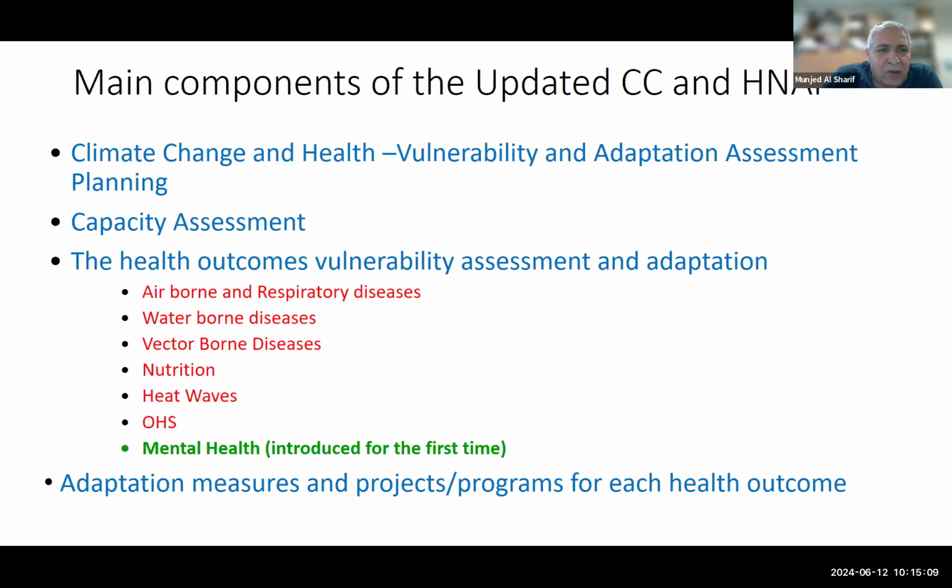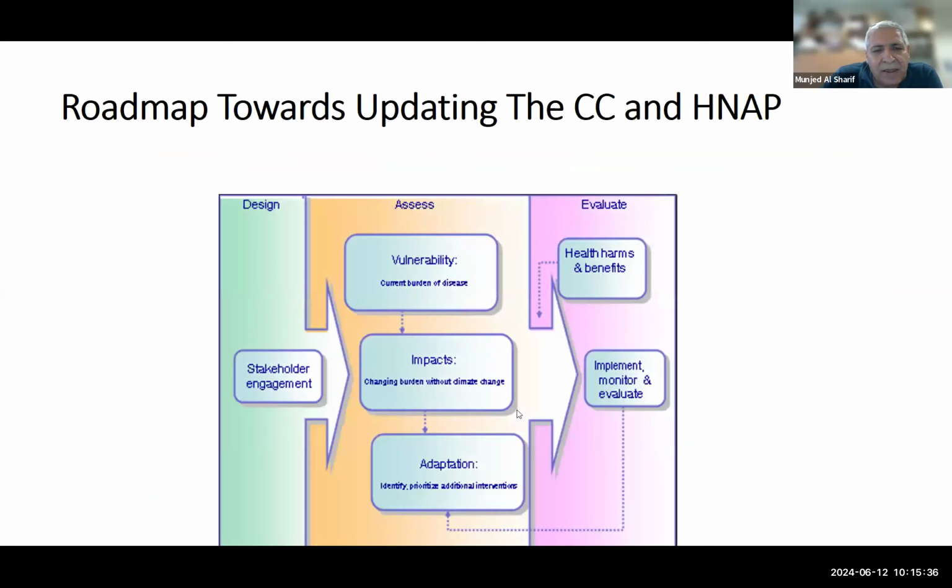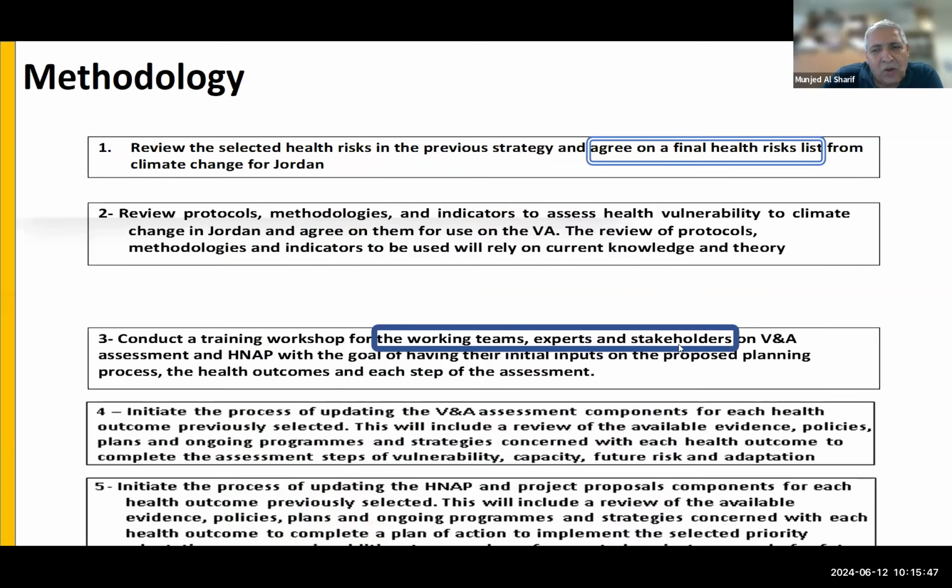And this is the major component of the action plan, which, as I'm sure you all know, is the climate change and health vulnerability and adaptation assessment planning. We have the capacity assessment, and the health outcome vulnerability assessment on adaptation. And if you notice, we also added mental health on top of the 6 mentioned in the first one. We also developed the adaptation measures and project programs for each health outcome. This is the typical design that we are doing. Of course, design and assessment is our focus. Evaluation will be done later, after the implementation of the program. And this is the methodology we have used.